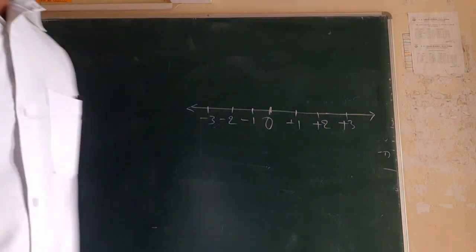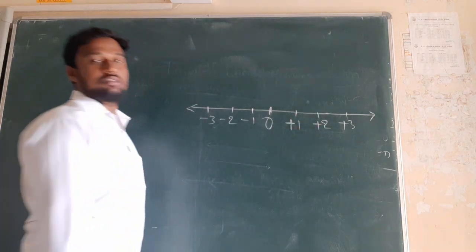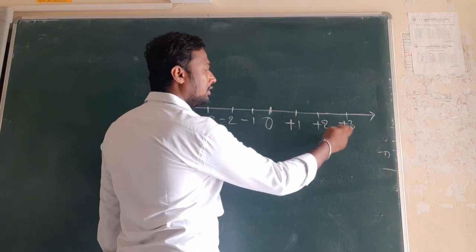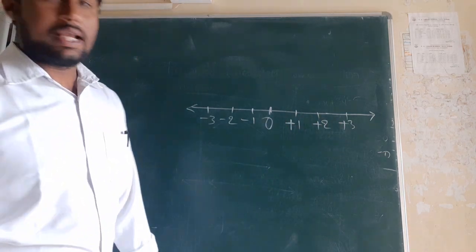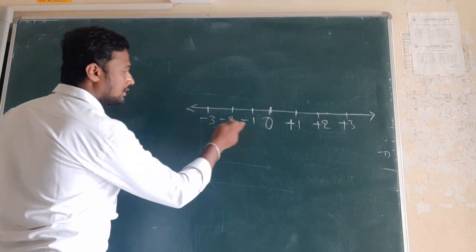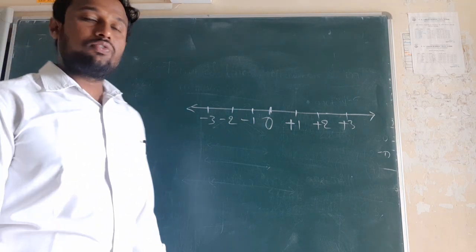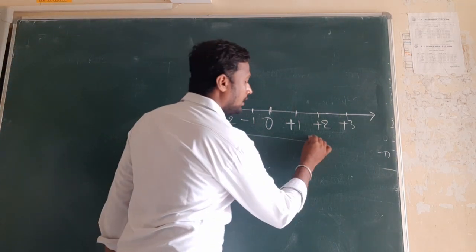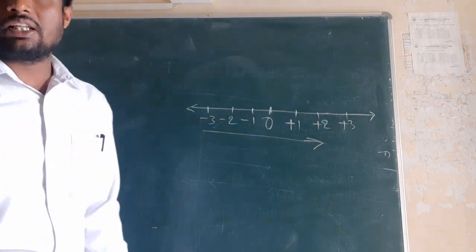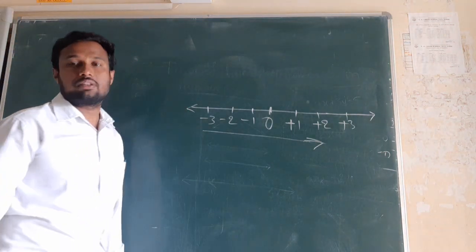And I told that when you move towards the right hand side you will get larger numbers. You can see here 1 is greater than 0, 2 is greater than 1, 3 is greater than 2. Like that only here also, 0 is greater than -1, and -1 is greater than -2, -2 is greater than -3. Therefore, when you go towards the right side of this number line, you will get larger numbers. I told this also in the previous video.